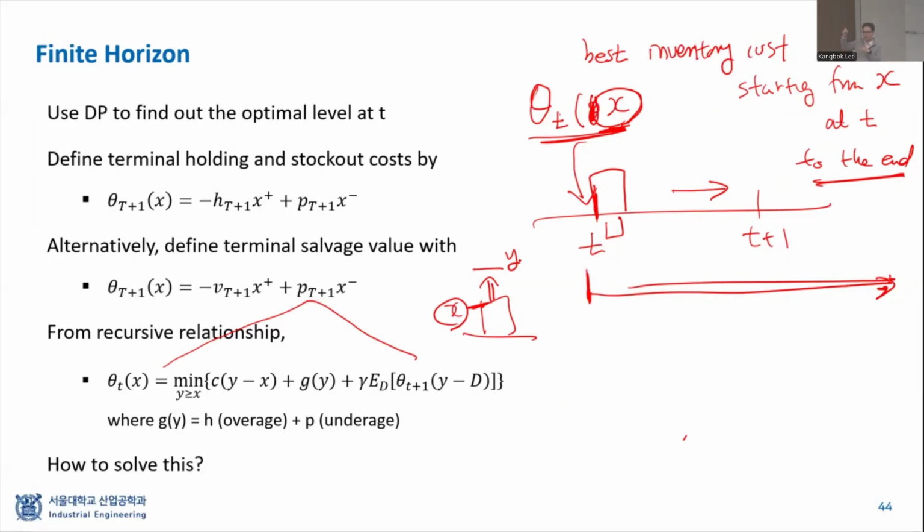So my y must be, just as before, greater than or equal to x, because I'm starting from x. So I can only increase it.